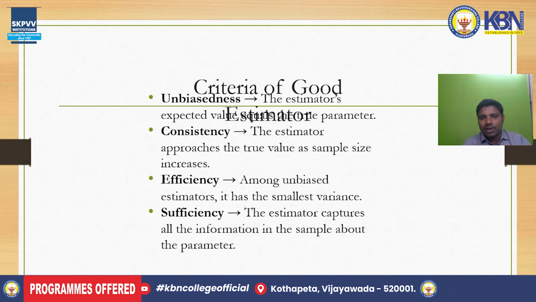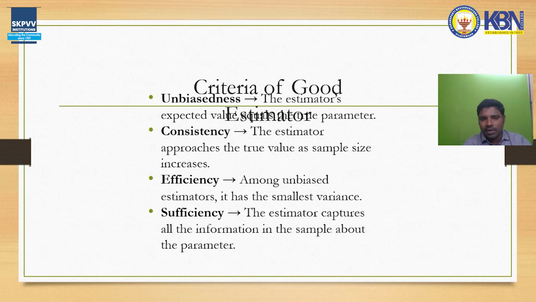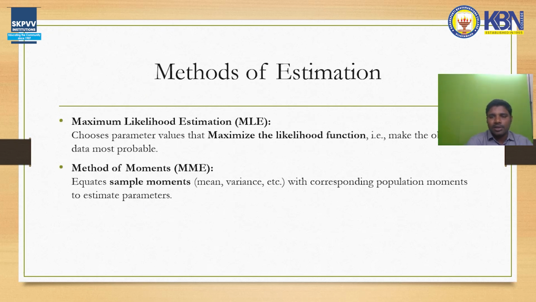These four are the criteria of a good estimator, and they are utilized when we have two or more estimators related to a parameter. Out of these, the one which satisfies the majority of the criteria will be called a good estimator. Coming to methods, there are two different methods of estimation: maximum likelihood estimation and the method of moments.